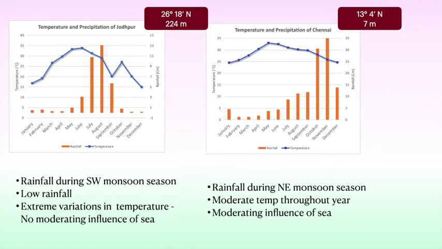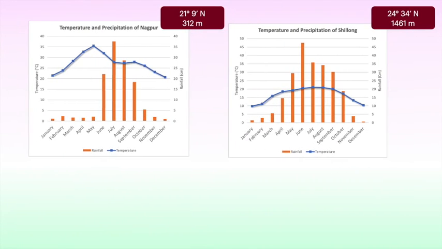As far as the rainfall is concerned, Chennai receives maximum rainfall during the winter season, that is from October to December. To some extent, in January also, Chennai receives a significant amount of rainfall. Its temperature is moderated by the sea.